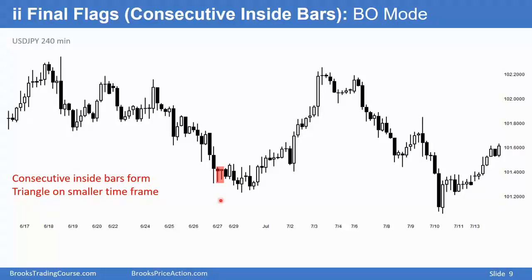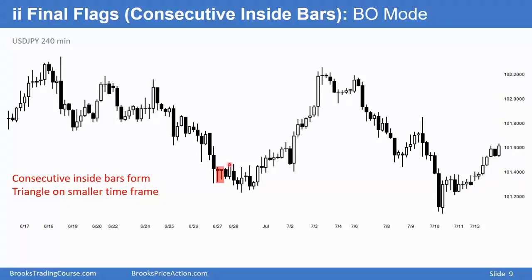On a smaller time frame chart, it's a triangle. If you were to look at a smaller time frame chart, like a 5-minute chart, you probably would see a triangle here. We went down, we went up, we went down, we went up, we went down, we went up. It's a breakout mode bar. 50% chance the breakout will fail and reverse, 50% chance the initial breakout will be successful.